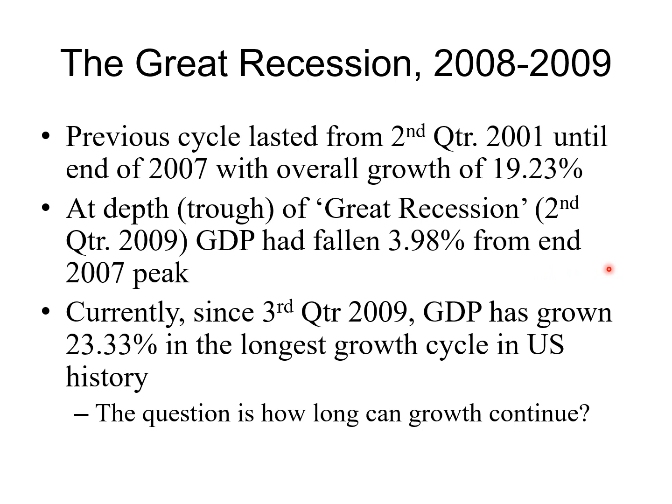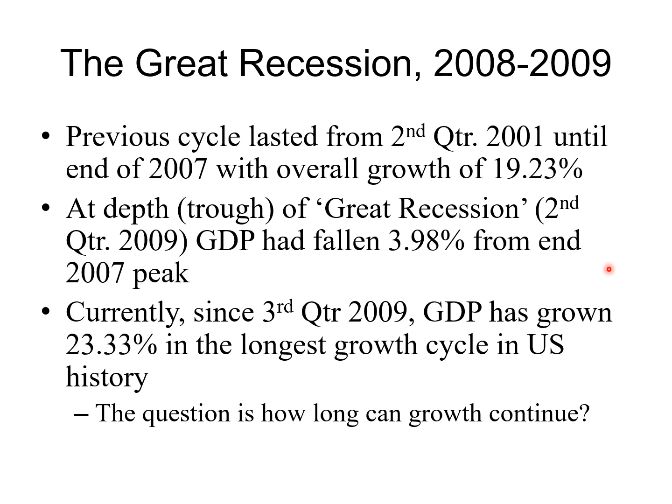And this just goes over what we just talked about with the graph. The previous cycle lasted from the second quarter of 2001 until the end of 2007, with overall economic growth of 19.23%. That's not per year growth. That's overall growth. That's a 6-year period, give or take, 6.5 years. So you're averaging a little bit better than 3% every year.